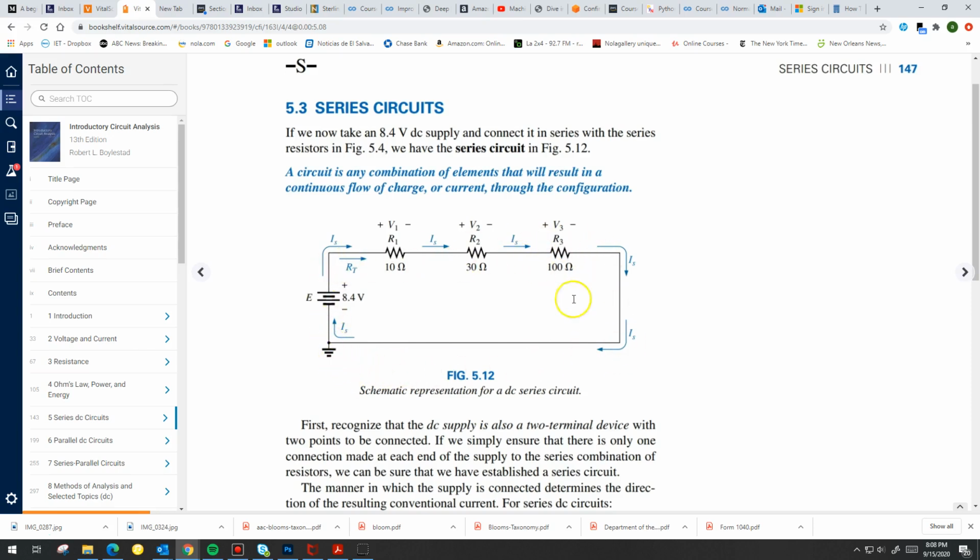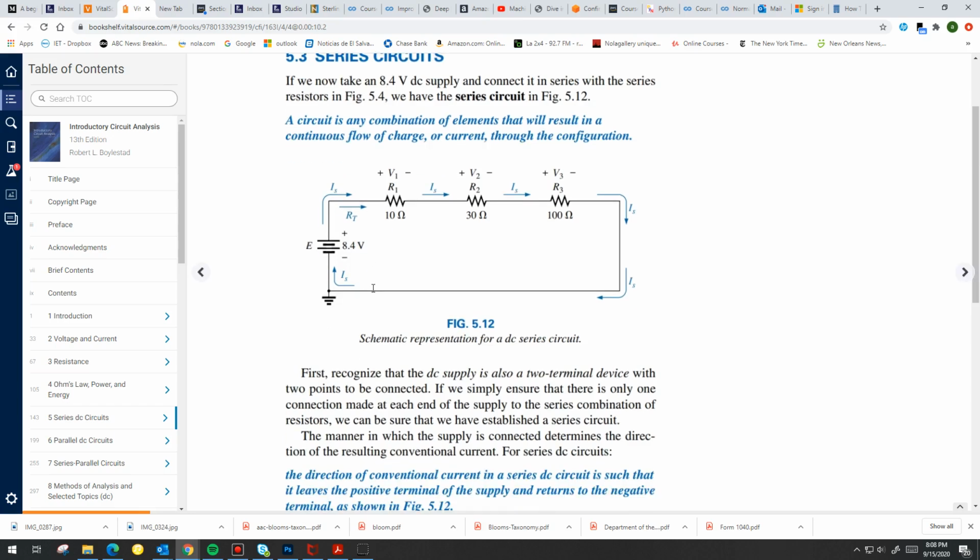If the path is not completed, is not terminated, there's no current flowing in the circuit. We have to have that complete path. So in this case, we'll say that a circuit is any combination of elements that result in a continuous flow of charge or current through the configuration. So in this case, once we connect the battery to these 3 resistors through a ground, then we'll have current flowing in the circuit.